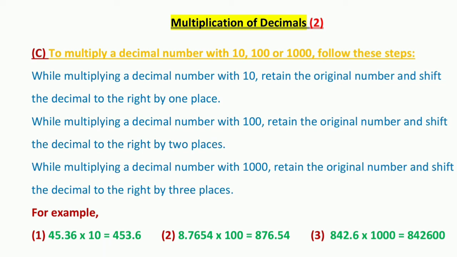See the example first, 45.36 into 10. So just shift the decimal point between 3 and 6. So the answer is 453.6. See the second example, 8.7654 into 100. In 100, 2 zeros are there. So we have to shift the decimal point towards the right side 2 places. So now it is between 6 and 5. So the answer is 876.54. Now third example, 842.6 into 1000. In 1000, 3 zeros are there. So we have to shift the decimal point towards the right side 3 places. So the answer is 8,42,600. Is it clear, everyone? Very good.